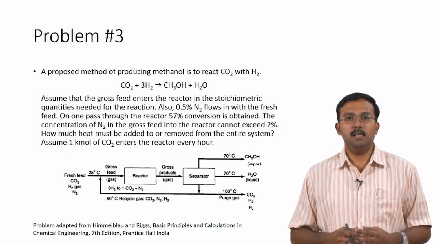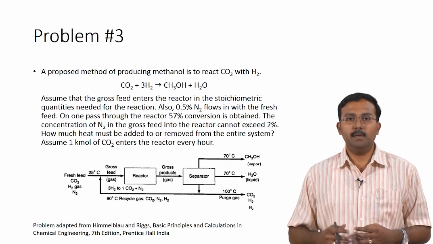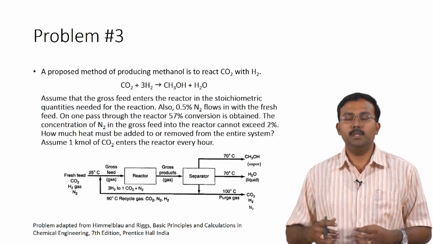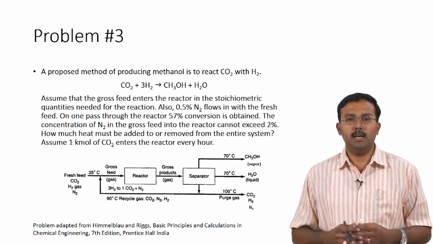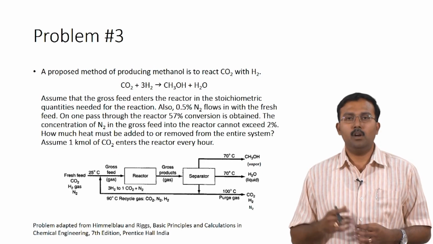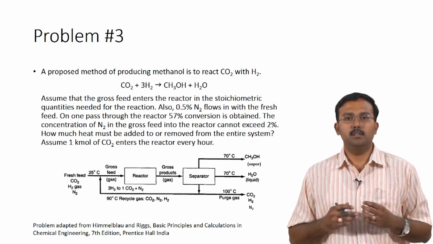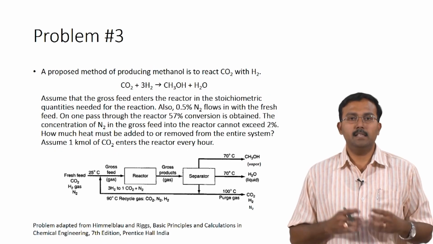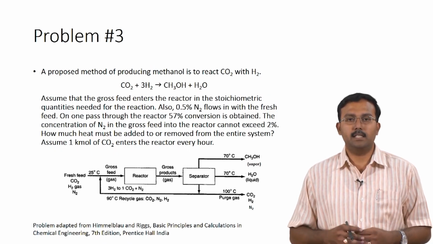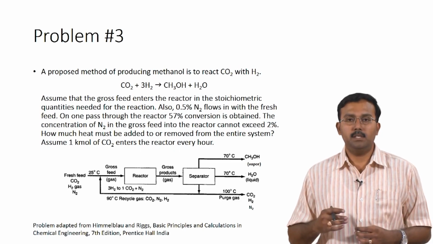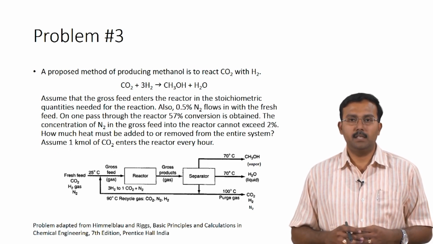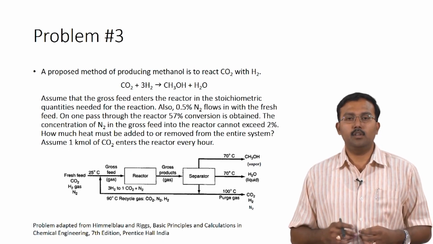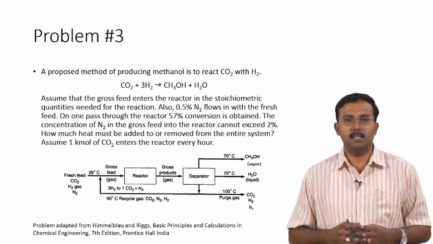So, the problem statement says a proposed method of producing methanol is to react CO2 with hydrogen. 1 mole of CO2 reacts with 3 moles of hydrogen to form 1 mole of methanol and 1 mole of water. Assume that the gross feed enters the reactor in the stoichiometric quantities needed for the reaction. Also, 0.5% nitrogen flows in with the fresh feed. On one pass through the reactor, 57% conversion is obtained. The concentration of nitrogen in the gross feed into the reactor cannot exceed 2%.